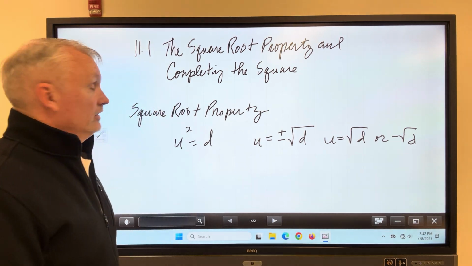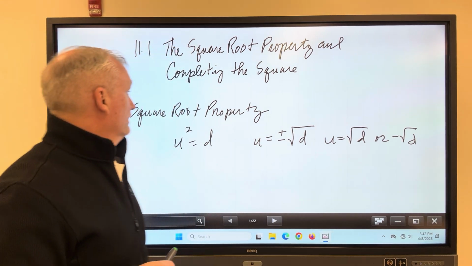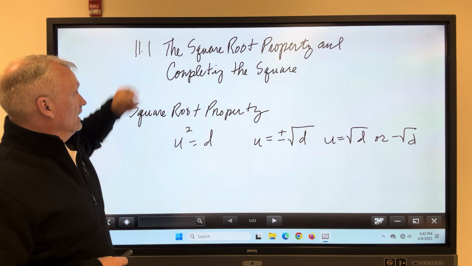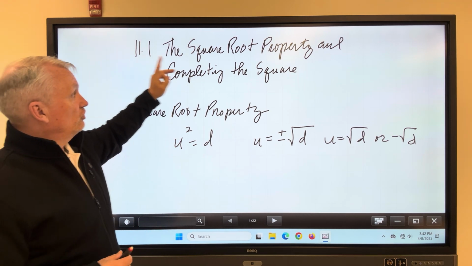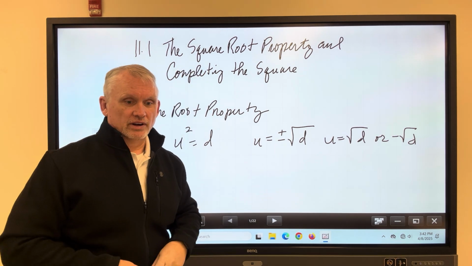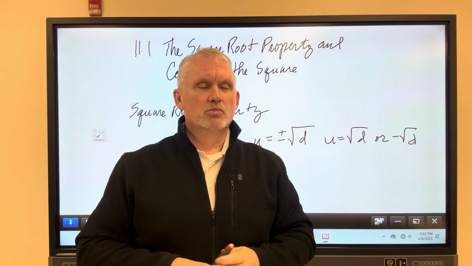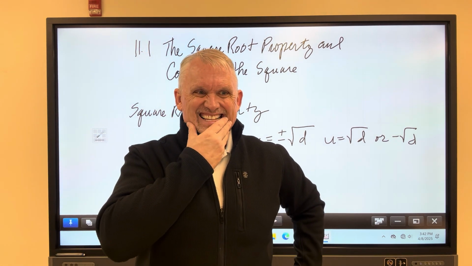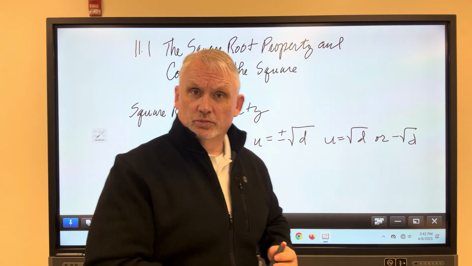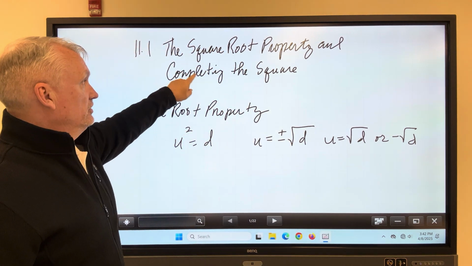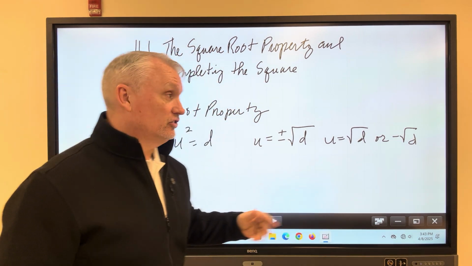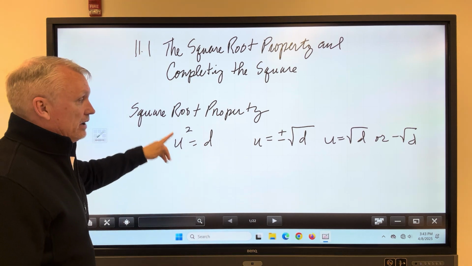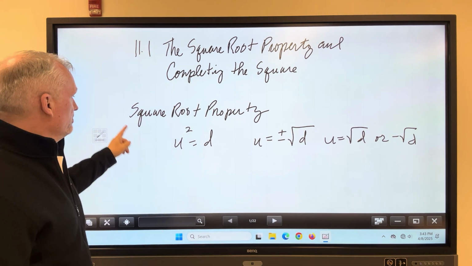Okay, so now we're starting into chapter 11, which says this. 11-1 says the square root property and completing the square. There's actually more formulas that go into this chapter, but I'll explain those later. The ones that are going to be important are going to be completing the square and the square root property.